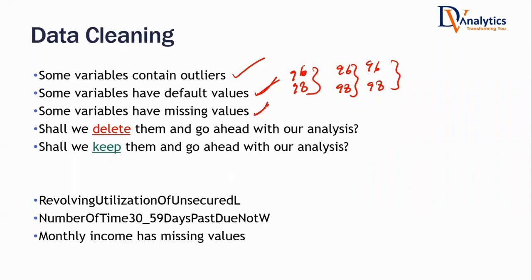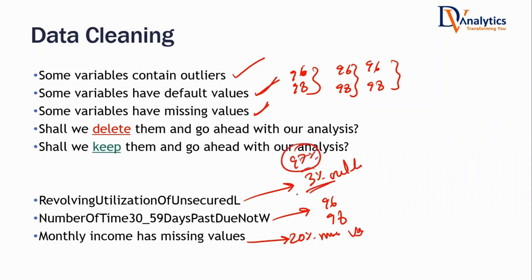Some variables have missing values. Have you observed any missing values in any of the variables? Yes, sir, monthly. The monthly utilization percentage has 3% outliers. The one-month late frequency has 96 and 98. Monthly income has 20% missing values. Okay, 97% is clean, and only 3% are outliers.